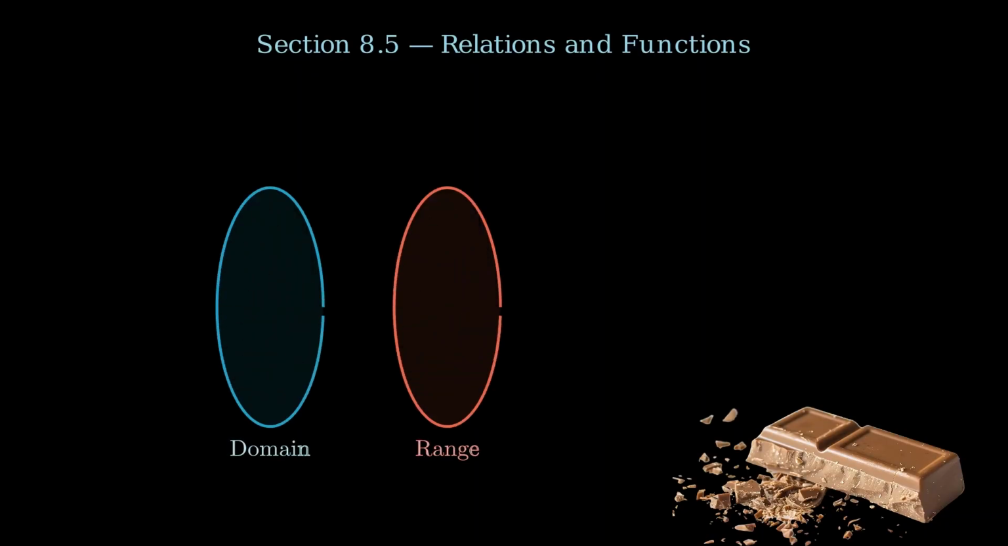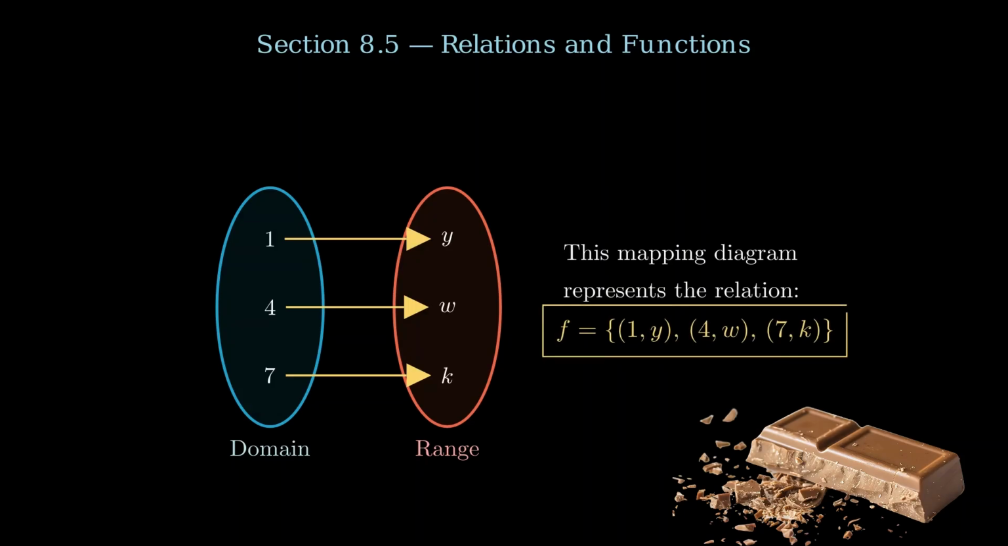Let's look at a creative example. This mapping diagram represents the relation f. Our domain contains 1, 4, and 7, and our range contains y, w, and k. Following the arrows, 1 maps to y, 4 maps to w, and 7 maps to k. This gives us the complete set of ordered pairs for relation f.